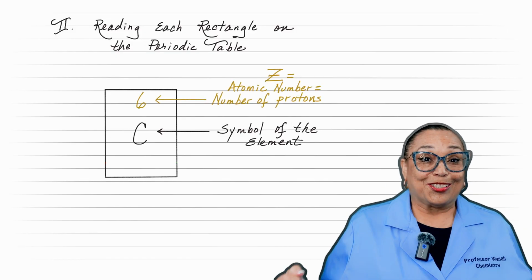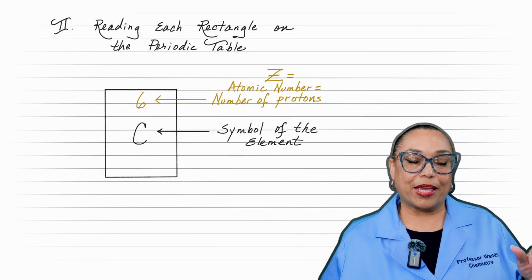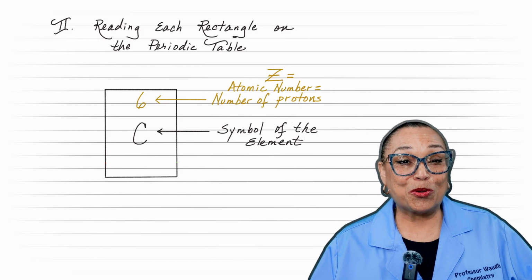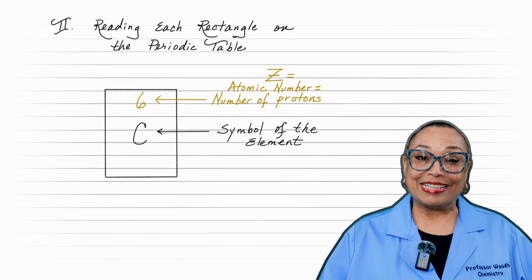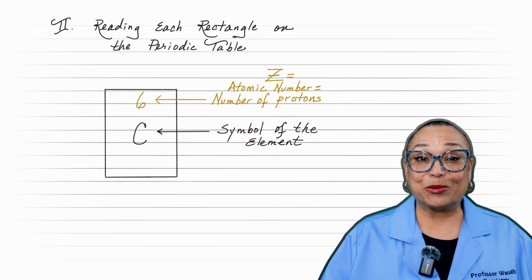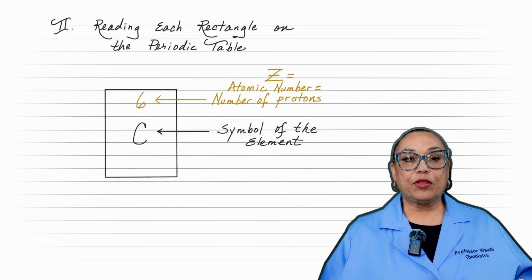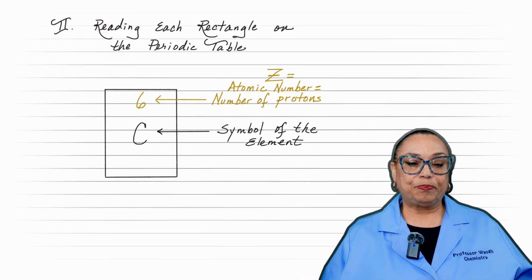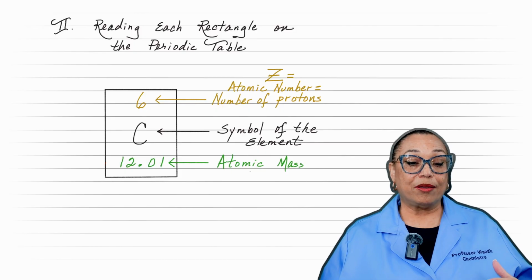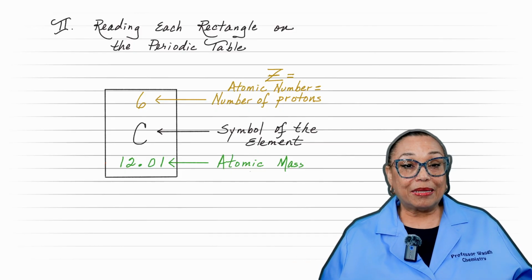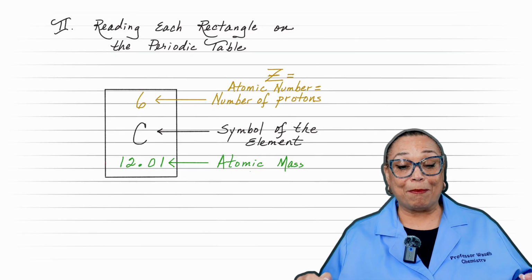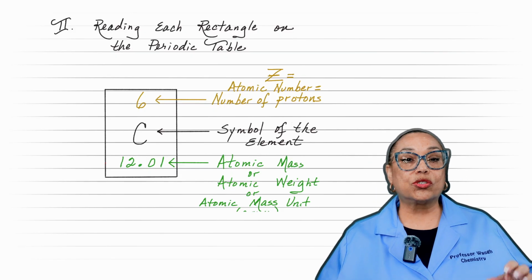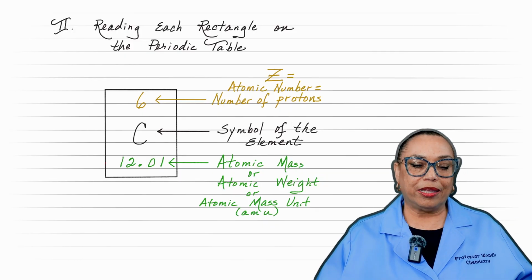Change the protons, you change the element. Okay, I digress. So the atomic number is what we call the number of protons, and that is represented in the literature as the capital Z. Now the number at the bottom changes according to who publishes the periodic table. So I put a 12.01 for carbon, and the bottom line is that's called the atomic mass or the atomic weight or the atomic mass units. You'll see it different ways in the literature.